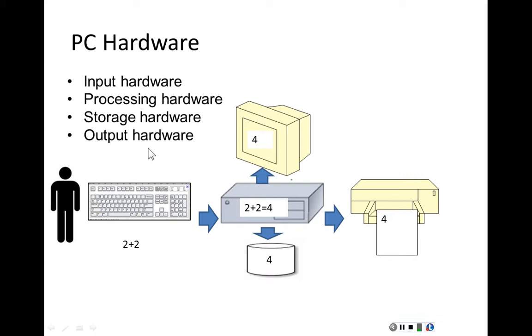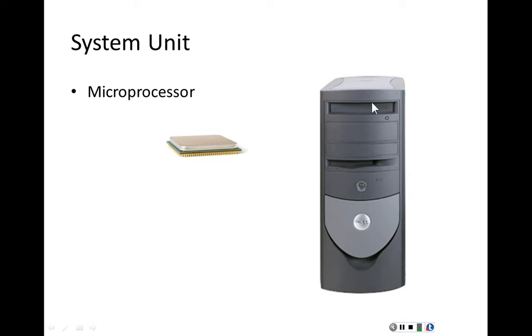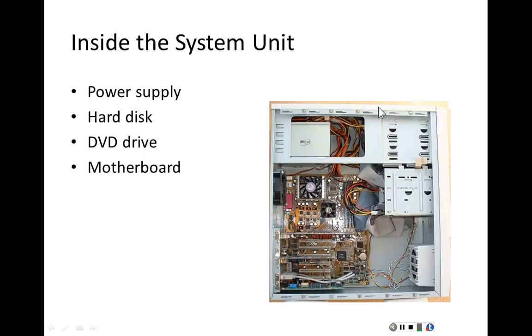Four major components of microcomputer hardware. The system unit, also just called the box, contains probably the most important part of a microcomputer, and that is the microprocessor. If we look at the inside of the system unit, we can see that the system unit includes the power supply and the hard drive and the DVD drive, but most importantly, it includes the motherboard, the big flat circuit board sitting on the bottom.